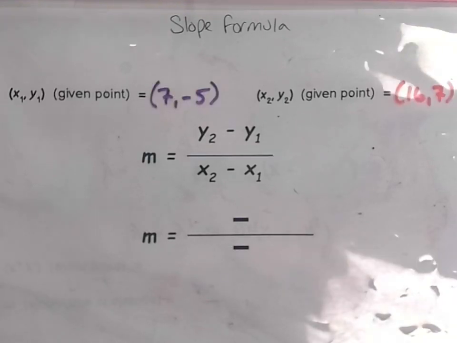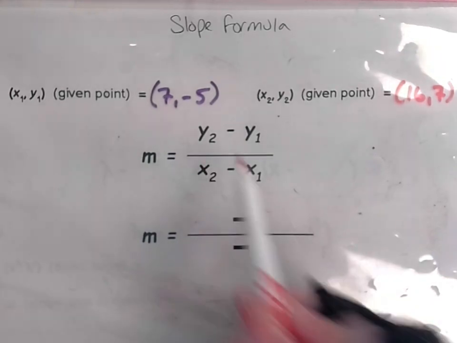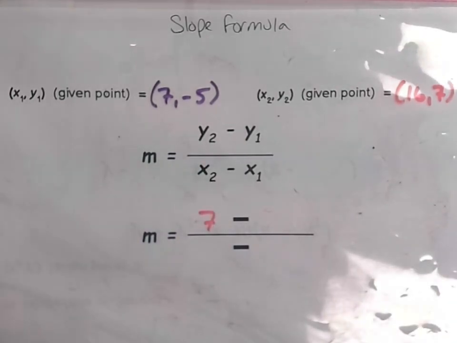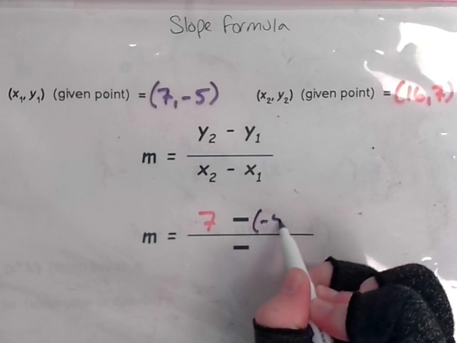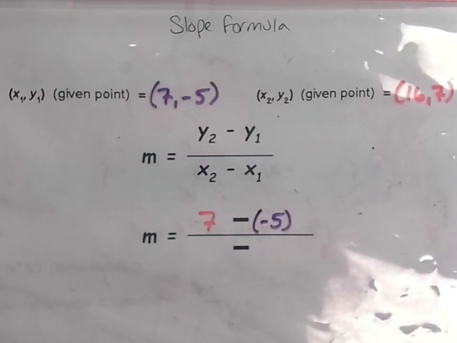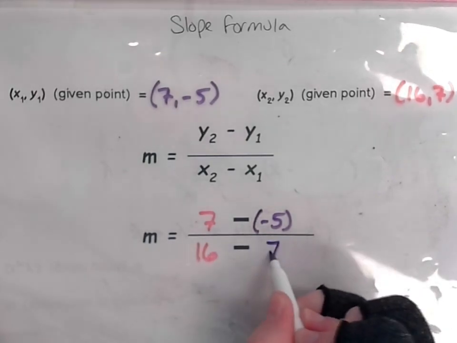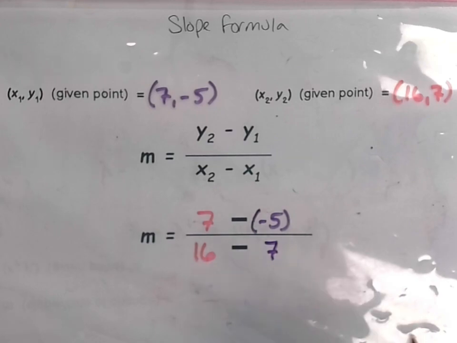Our next set of points are 7, -5 and 16, 7. So we'll start with y2, which is 7, minus y1, which is -5, over x2, which is 16, minus x1, which is 7. Now, if this template is helpful to you, I do have a number of copies of it in my classroom, so you can use them when you need to.